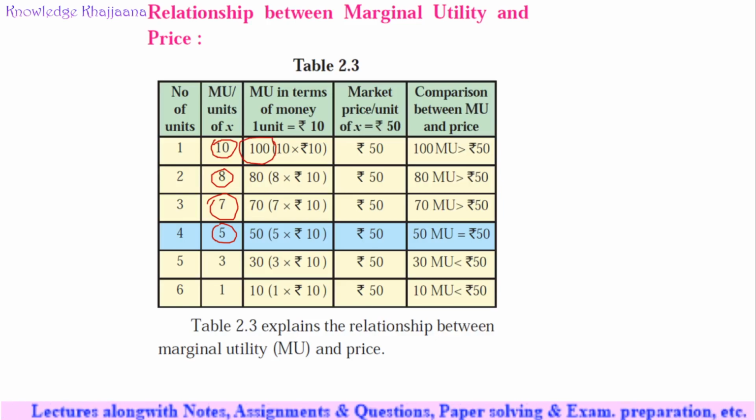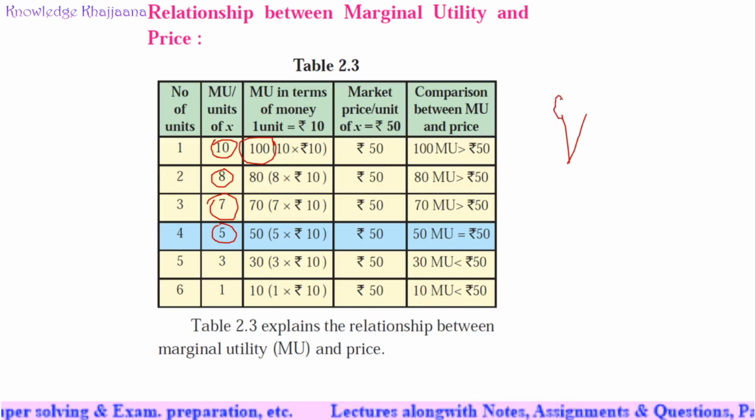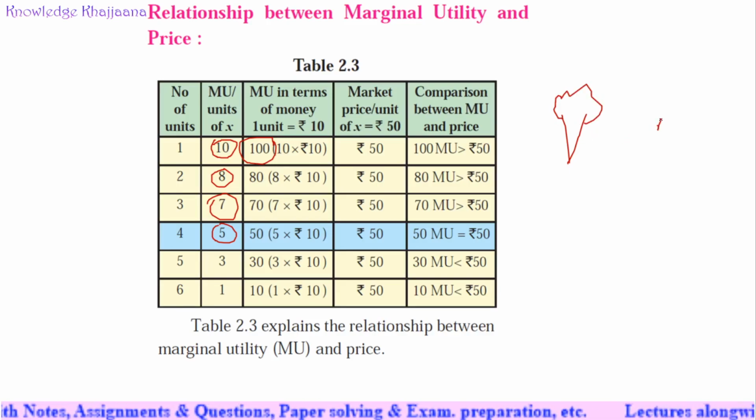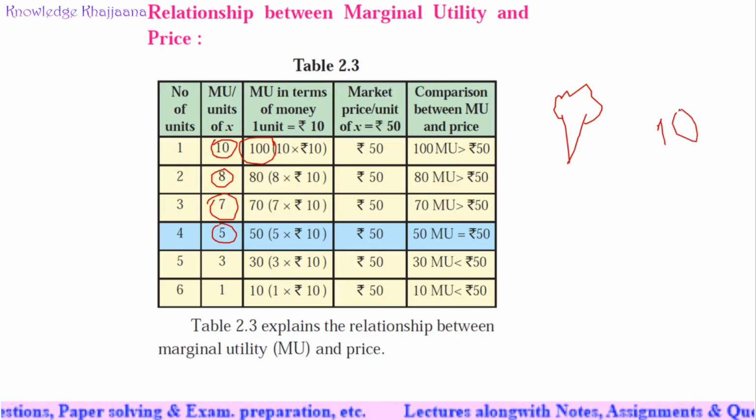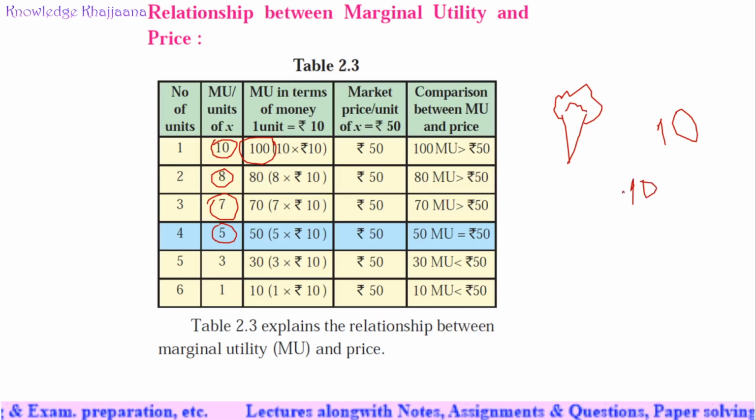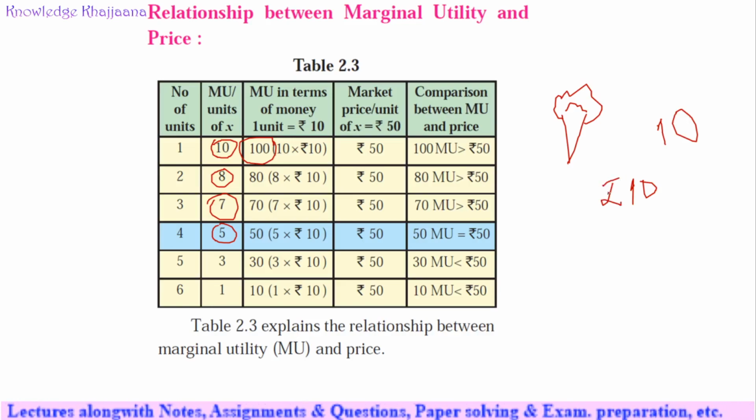100. Okay, for example, the boy purchased one ice cream, right? What is the marginal utility of that ice cream? 10. He said that I got 10 marginal utilities, 10 utils from consuming that ice cream. What is the price of that ice cream? 10 rupees. And he said that he got 10 utils.